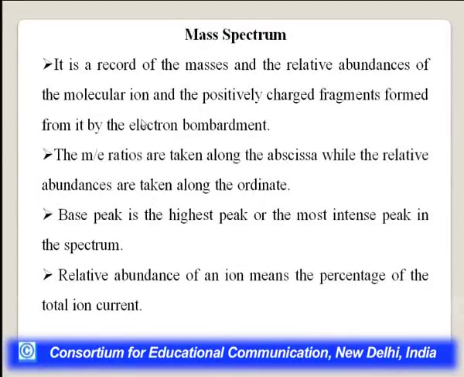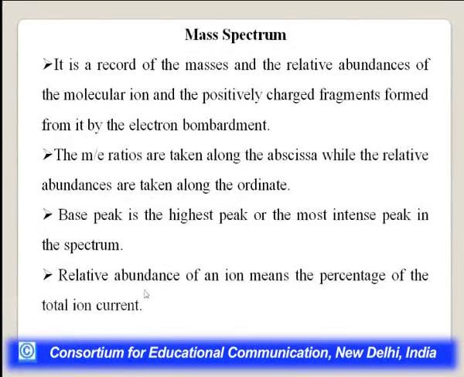So we have studied the instrumentation part of mass spectroscopy. Now, what is a mass spectrum? It is a record of the masses and the relative abundances of the molecular ion and the positively charged fragments formed from it by electron bombardment, as we have studied. The mass to charge ratios are taken along the abscissa while the relative abundances are taken along the ordinate.